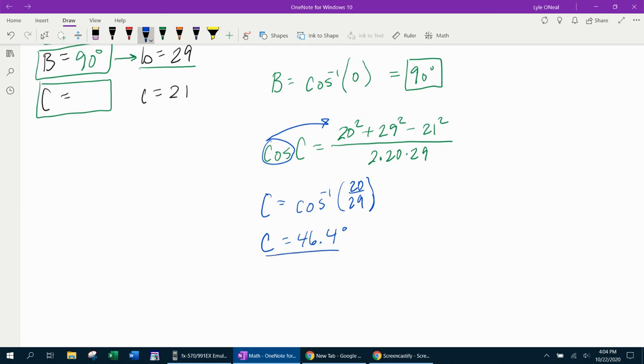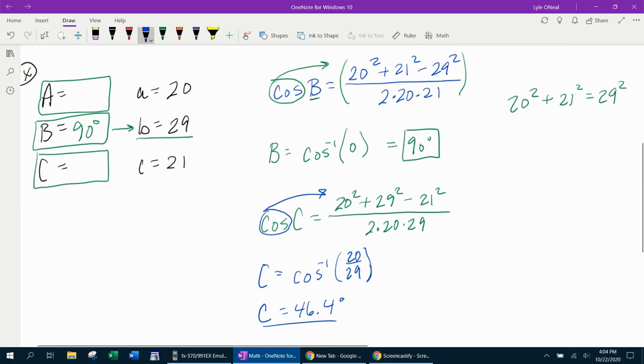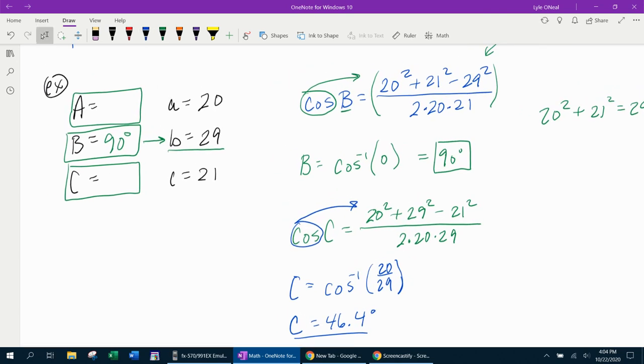All right, so let's scroll back up. Come on, computer. There we go. 46.4. And now I think everybody knows that angle A is super easy. You just need to make them add up to 180. So 180 minus the other two angles.